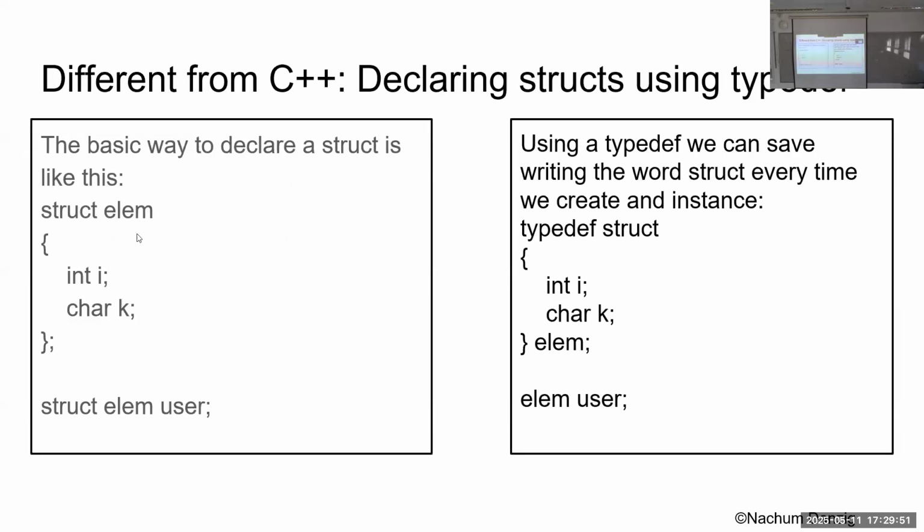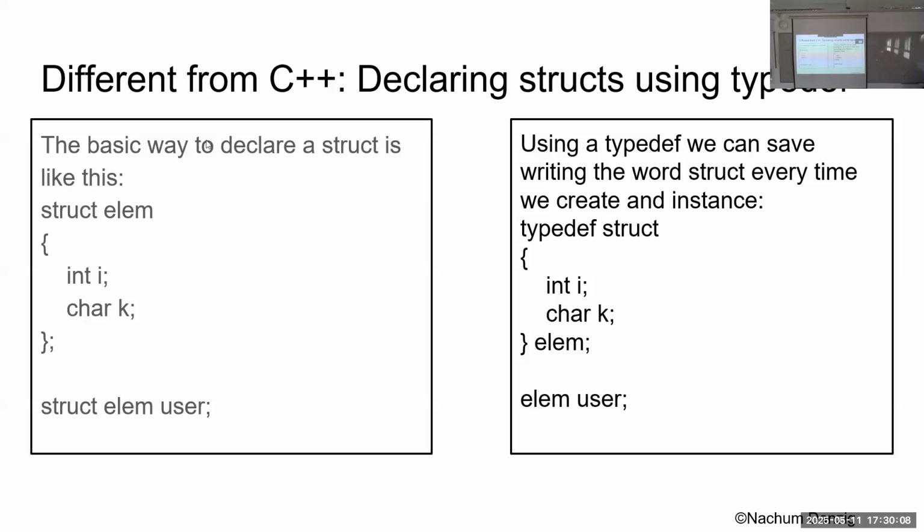So here's an example. Now we're getting into some differences from C++. Declaring structs using typedef. So this is a difference. You see, I'm basically saying everything is the same, and I'll just point out the differences. And that way you know what to look out for.